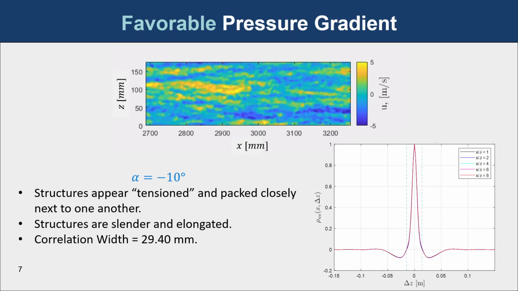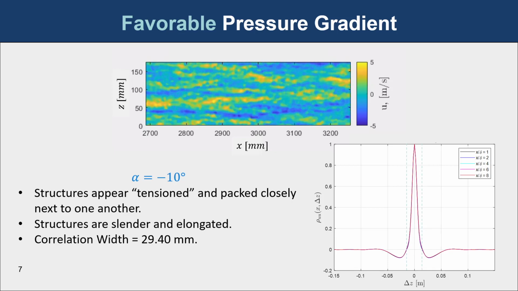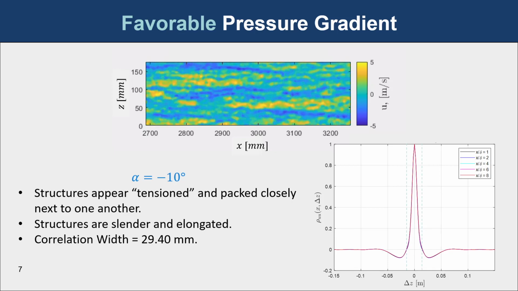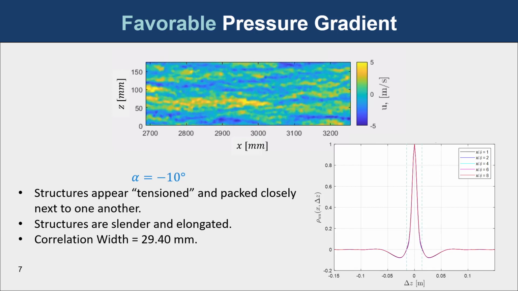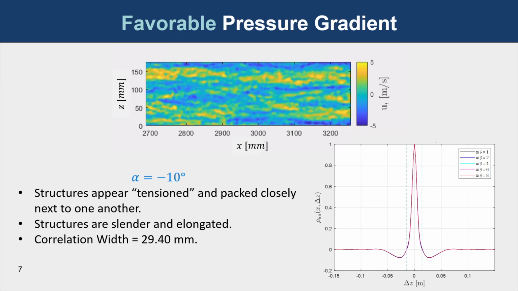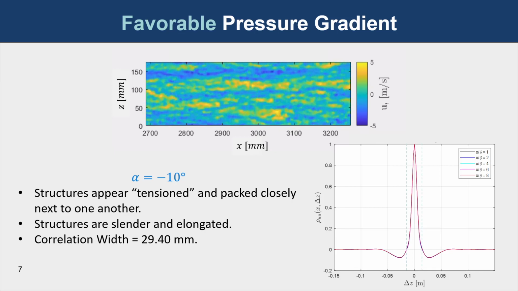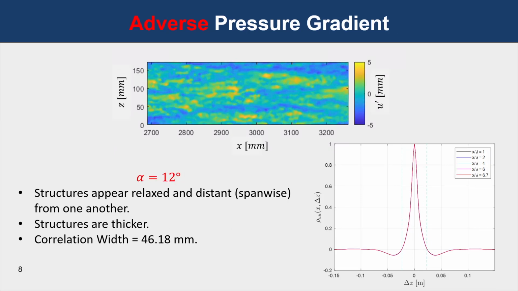but faster moving structures. It is important to note that the faster moving structures are also on the order of about 2 to 3 boundary layer thicknesses. The separation width of these large structures was quantified using spatial correlations, and for the favorable pressure gradient was found to be about 29.4 millimeters.